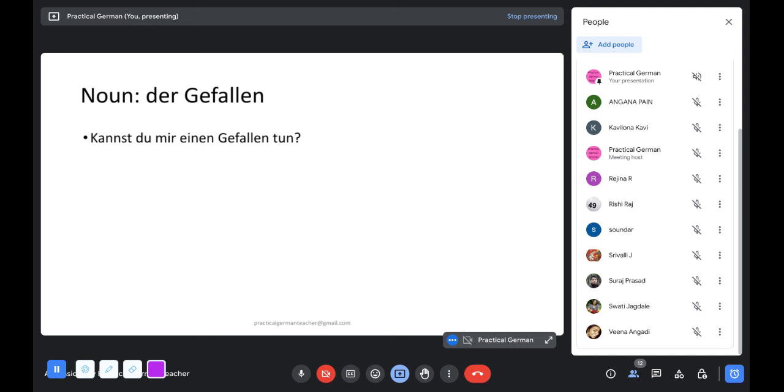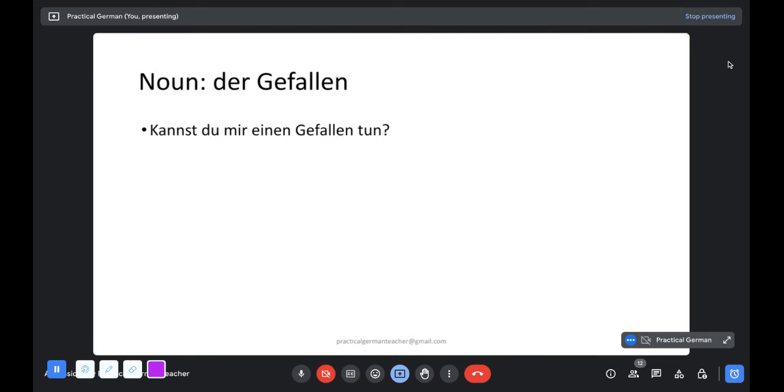Swati, do you by chance know the meaning? Can you help me? It's do something like helping, but it's kind of like, let's say if I need help from you, what do we normally say? Kannst du bitte helfen? Yes. Let's say if I come and ask you for money, what might I say? Favor. Correct. So can you do me a favor? So gefallen is favor. Okay.